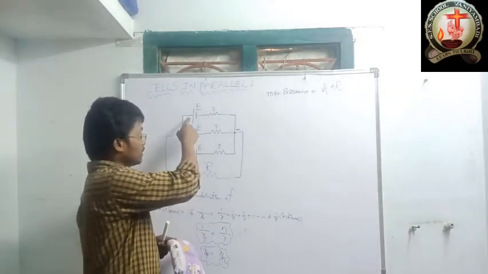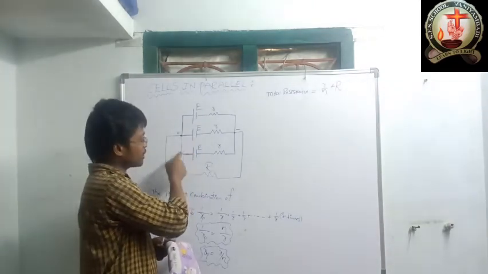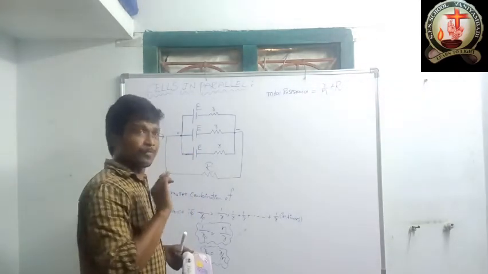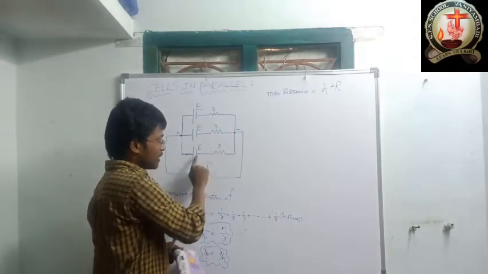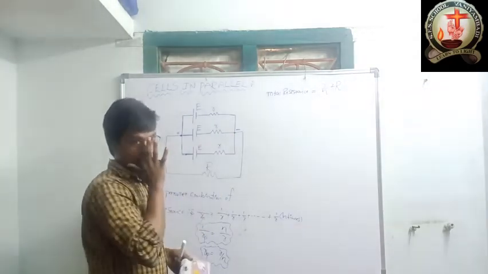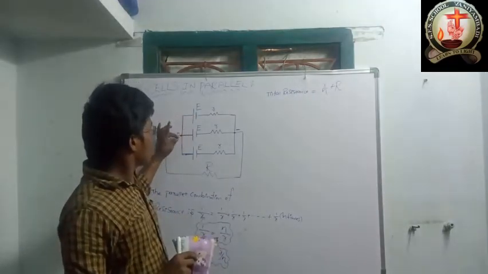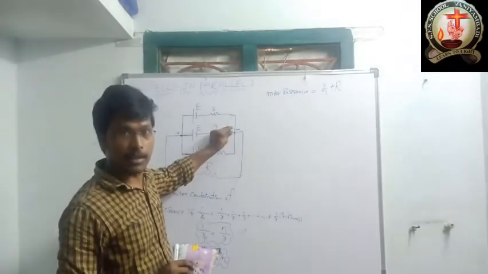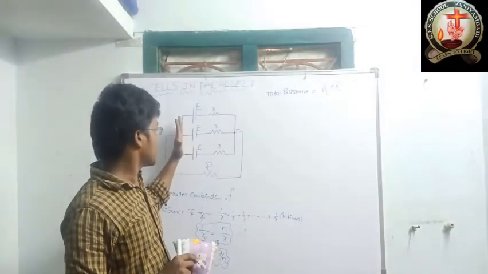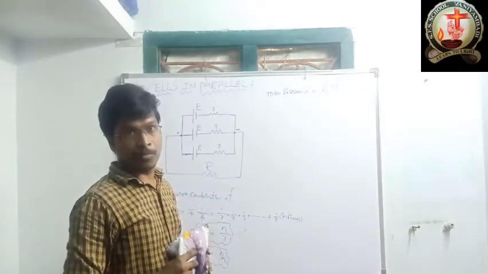So this positive terminal is connected to here, this positive terminal is connected to here, and this positive terminal is connected to here. At the same time, this negative terminal is connected to here, this negative terminal is connected to here, and this negative terminal is connected to here. That means the positive terminals combine at this point, and the negative terminals combine at this point. So this is the positive terminal of the battery, and this is the negative terminal of the battery.